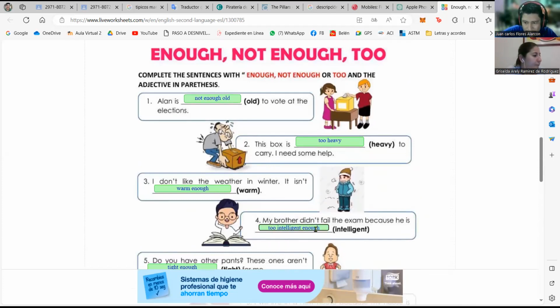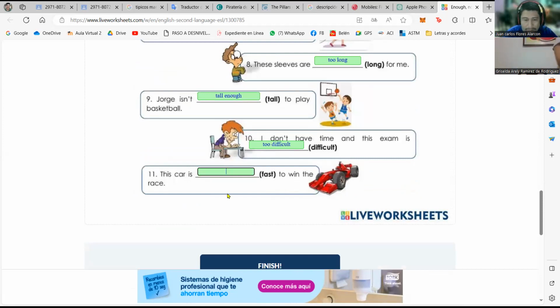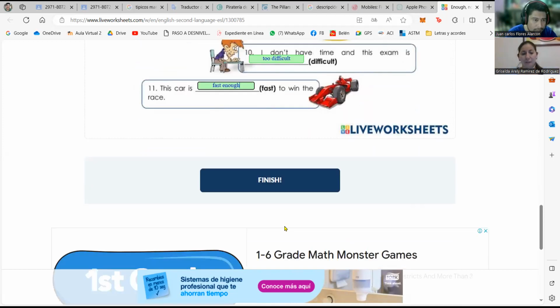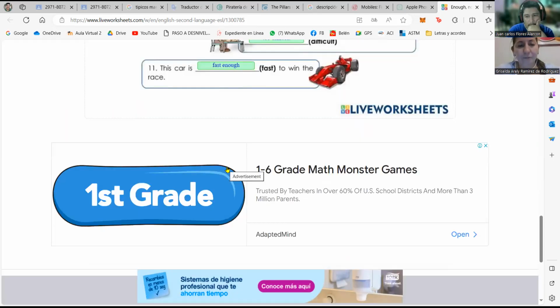Okay. No es too difficult. No es fast enough. This car is fast enough. Vaya, finish. Check.